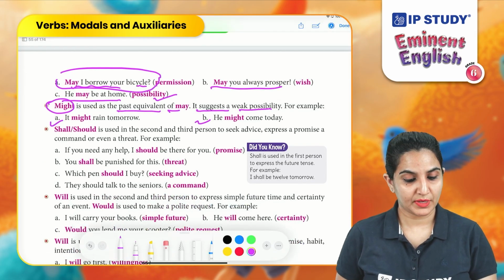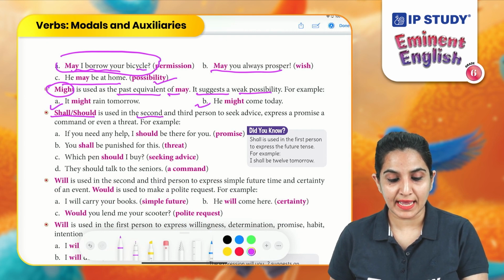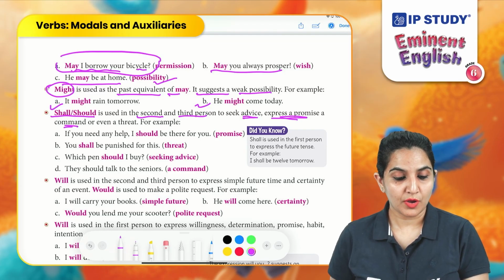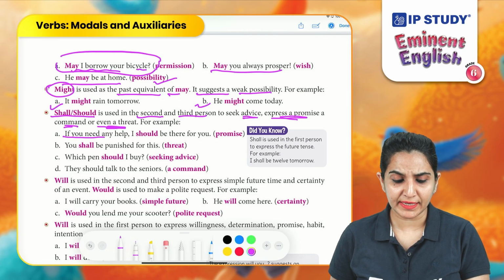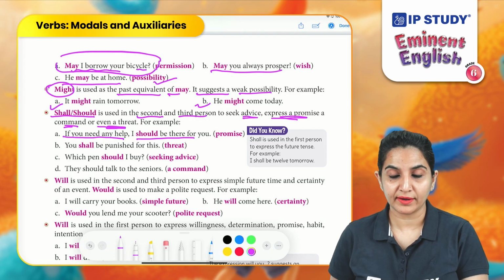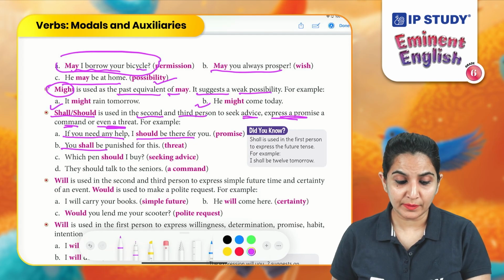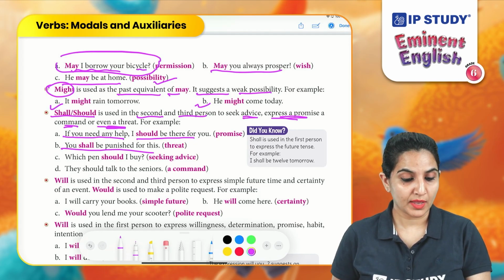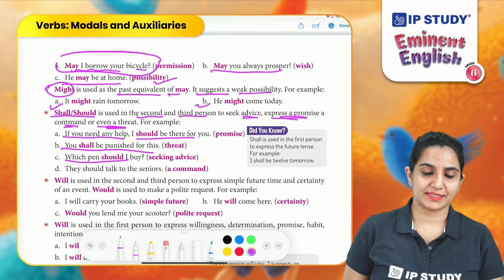Shall and should are used in the second and third person to seek advice, express a promise, a command, or even a threat. For example, if you need any help, I should be there for you. This is a promise. You shall be punished for this. This is a threat. Which pen should I buy? This is seeking an advice.